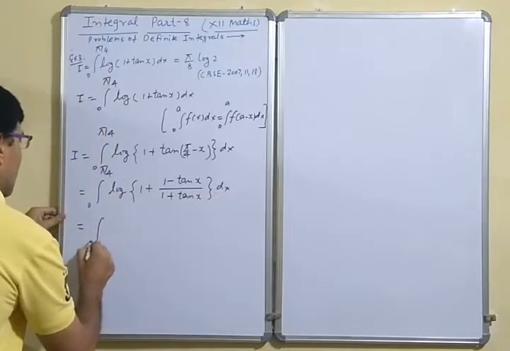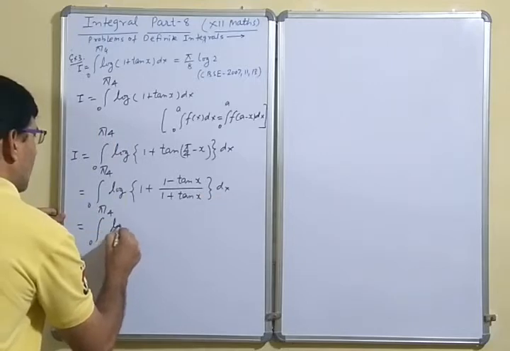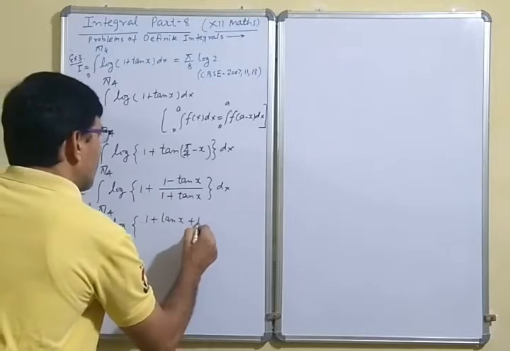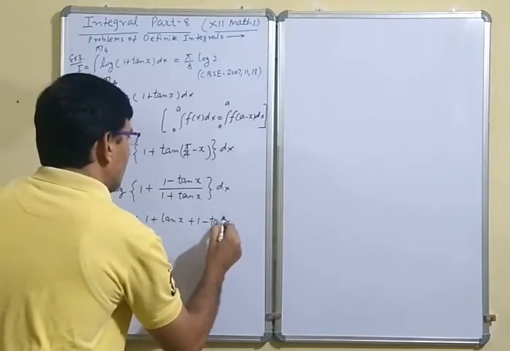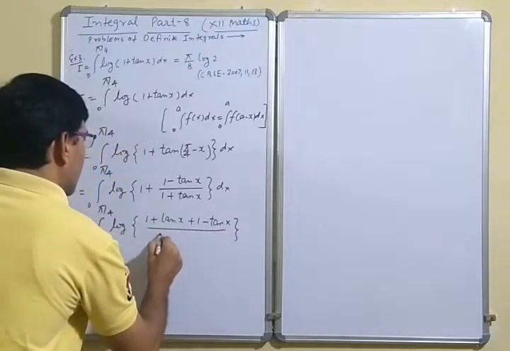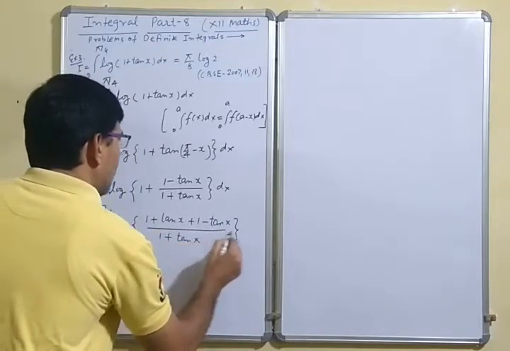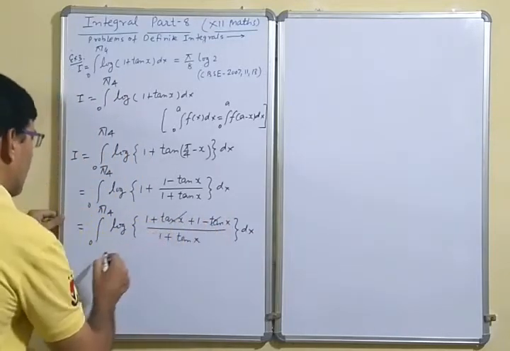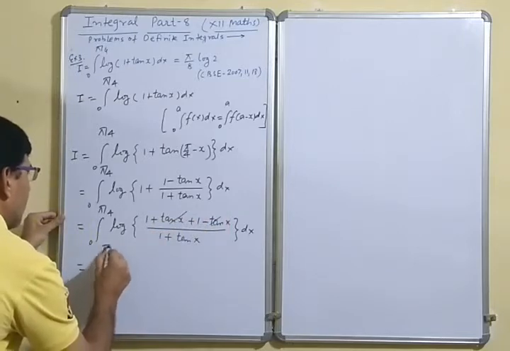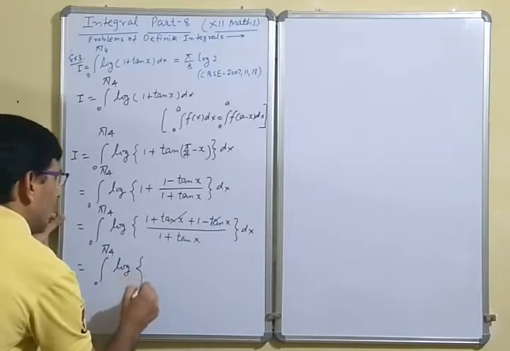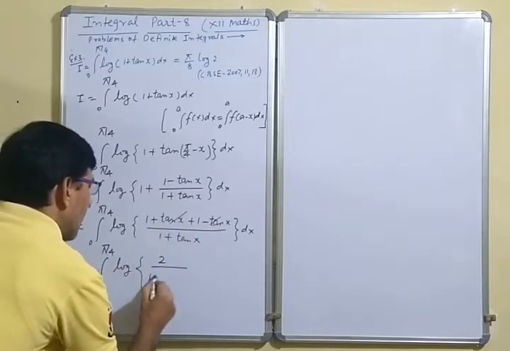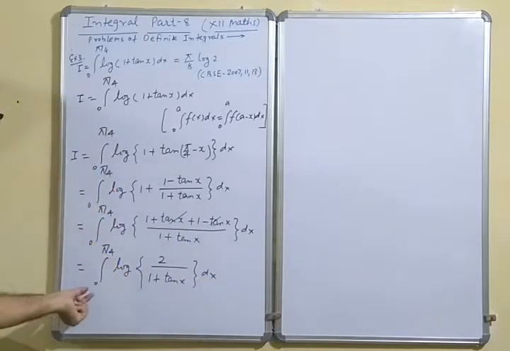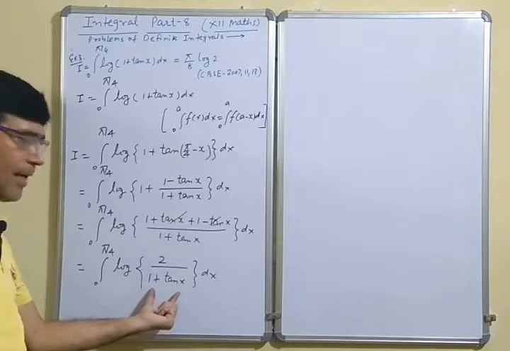So the next step is the integral from 0 to pi by 4 of log, cross multiply it. So what does it become? 1 plus tan x plus 1 minus tan x divided by 1 plus tan x, dx. The tan x cancels out. So this becomes the integral from 0 to pi by 4 of log of (1 plus 1), it is 2 upon 1 plus tan x, dx. So this becomes the integral from 0 to pi by 4 of log(2 upon 1 plus tan x) dx.